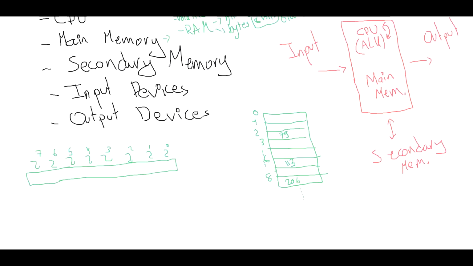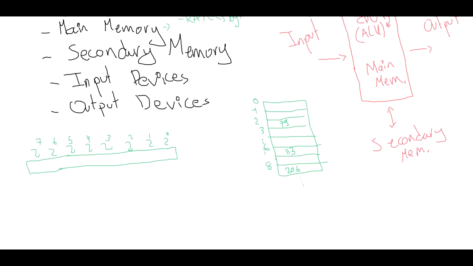So let's say I want to represent the value that is stored in address 2, which is 79. We all know 2 to the power 0 is 1. 2 to the power 1 is 2. 2 to the power 2 is 4. 2 to the power 3 is 8. 2 to the power 4 is 16, and so on and so forth: 32, 64, 128.